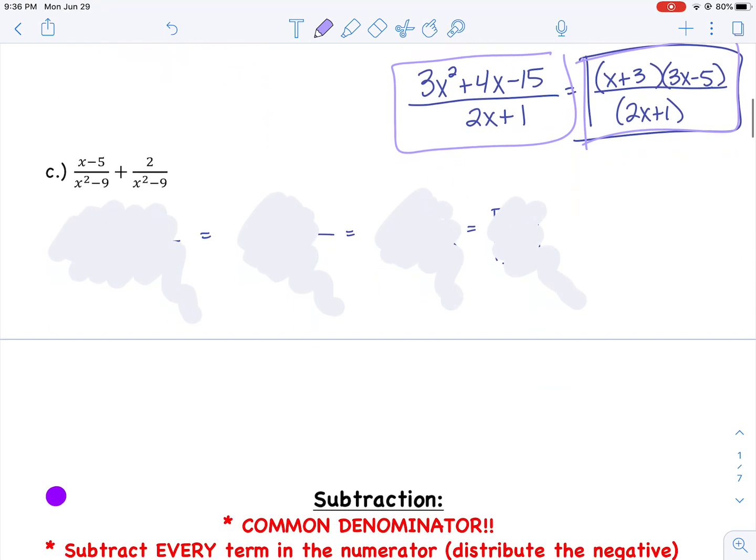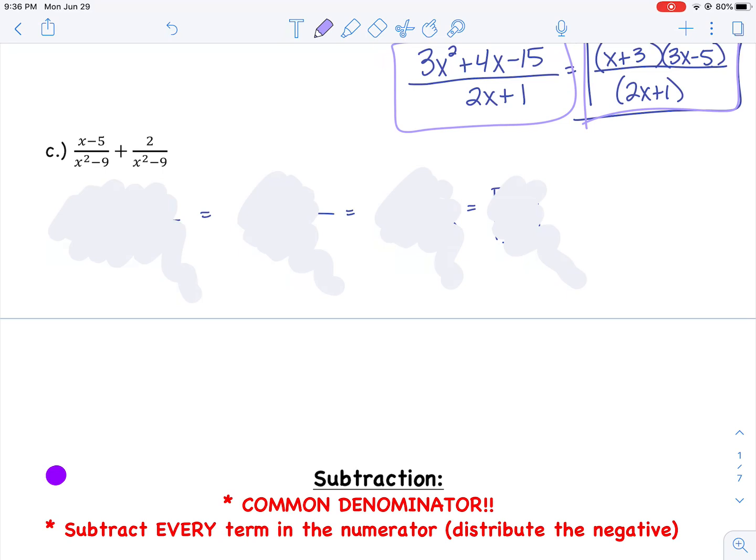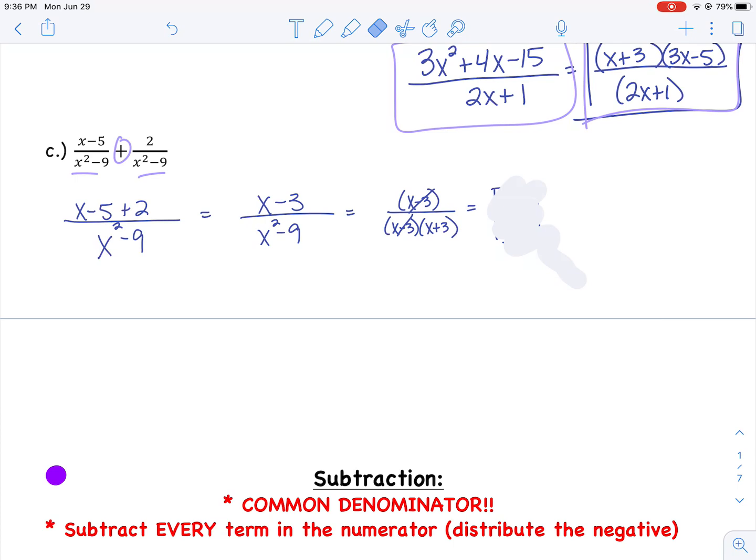All right, let's look at C. I'm adding two fractions together, and it looks like they already have a common denominator. So I should be able to keep that common denominator and just add the numerators together. So I have an x minus 5 plus 2. Or really, can I combine like terms and say that I have an x minus 3 on the top? Now, do you notice anything? It looks like that denominator can be factored, can it, into a difference of squares? So I should be able to take that x squared minus 3 and factor it into an x minus 3 and an x plus 3. Did I say x squared minus 3? I meant 9. X squared minus 9 can be factored into an x minus 3, x plus 3.